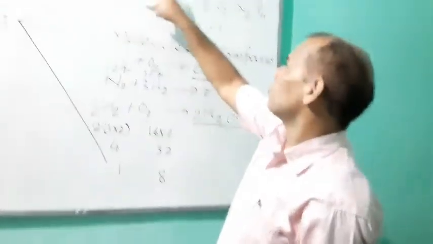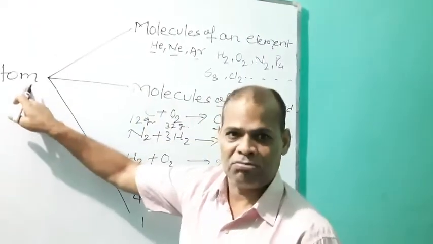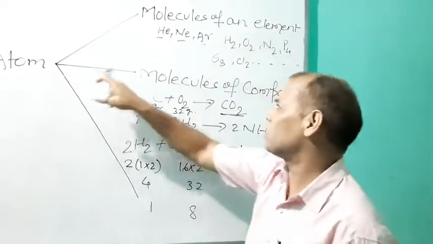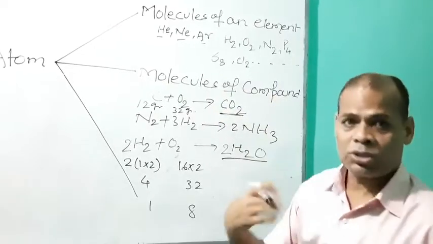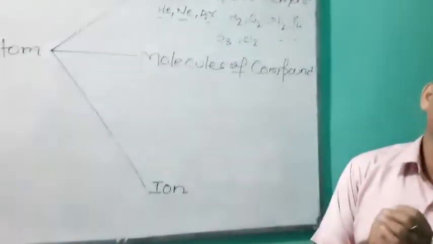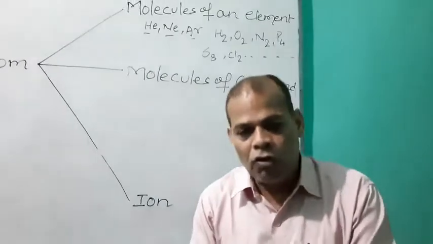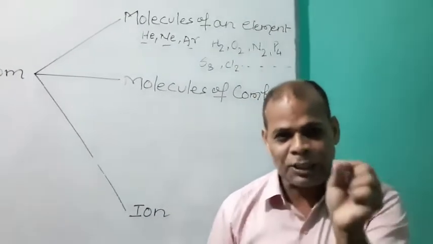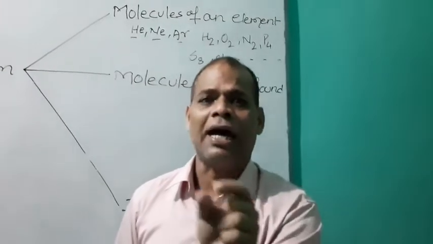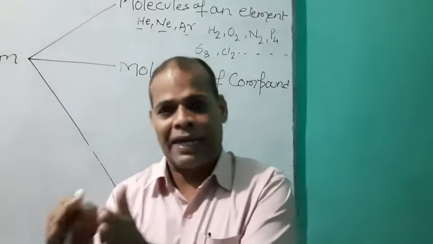So first we talked about the molecules of an element. Second, another form of the existence of an atom is the molecules of a compound. Now third, the form of an atom that exists in the form of an ion. Now what is an ion? A charged species is known as an ion.